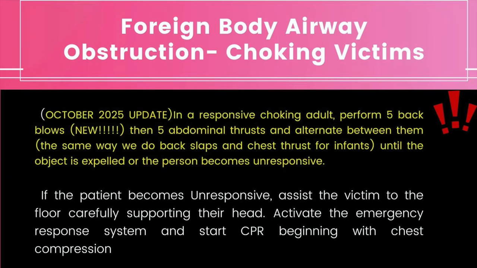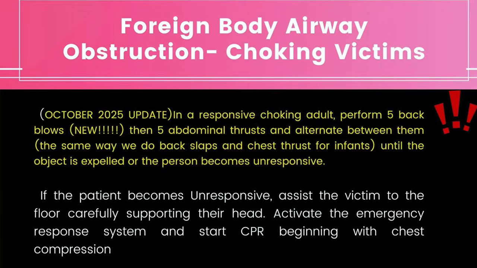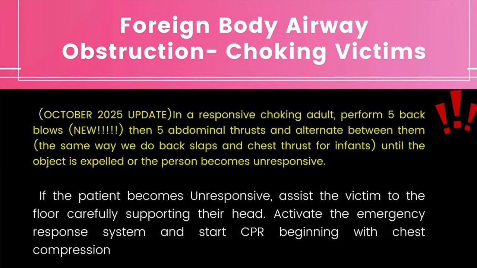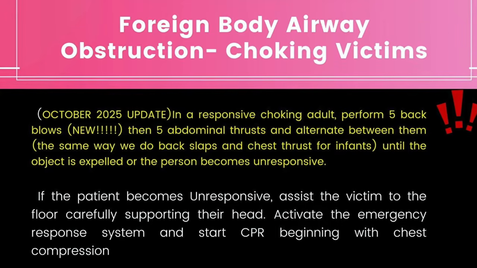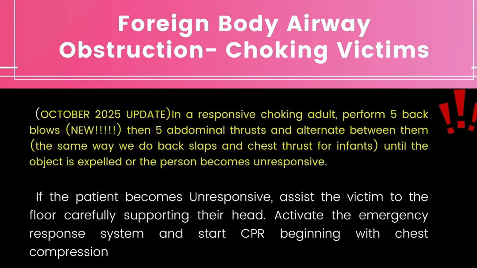But now for adults, they say in a responsive choking adult, we are to perform 5 back blows, that's new, and then 5 abdominal thrusts, and you alternate between them the same way we do back slaps and chest thrusts for infants until the object is expelled or the person becomes unresponsive.